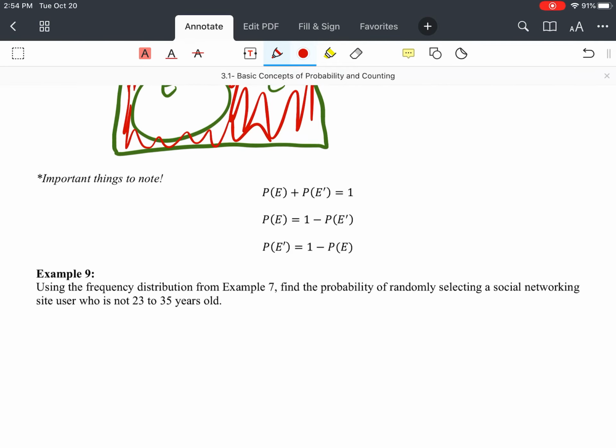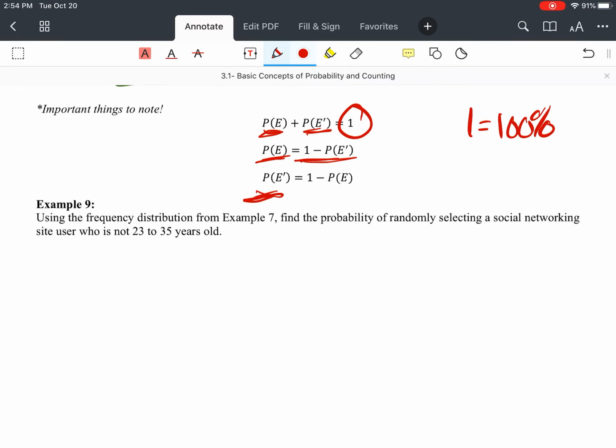Some important things to note with this is that if we were to add the probability of the event plus its complement, you should always end up with 1. If we're looking for the probability of the event and all we have is the complement, we can simply subtract it from 1, which remember 1 is 100%. So we're taking 100% and subtracting the probability of the complement to get our probability of the event. And the same works with the reverse. So the probability of our complement is just 1 minus the probability of the event.